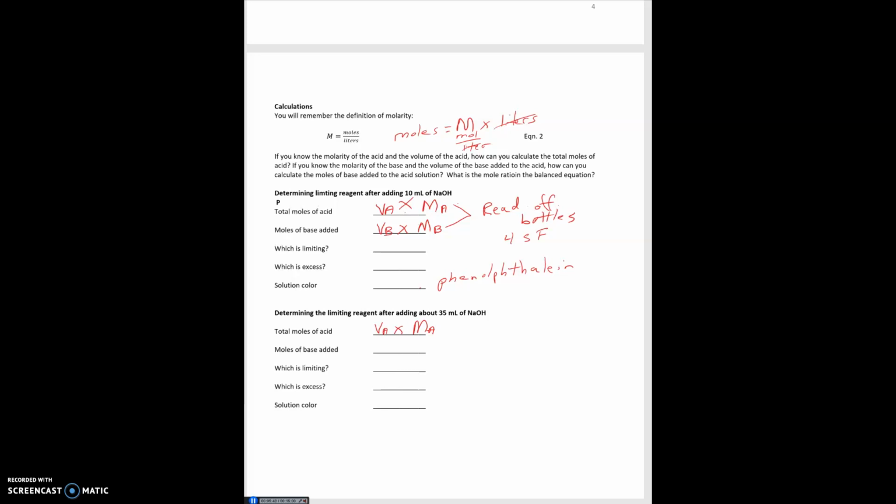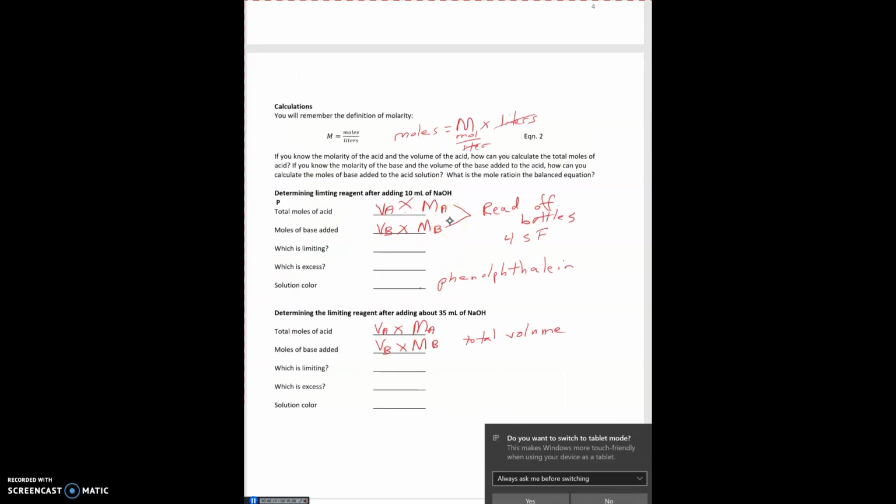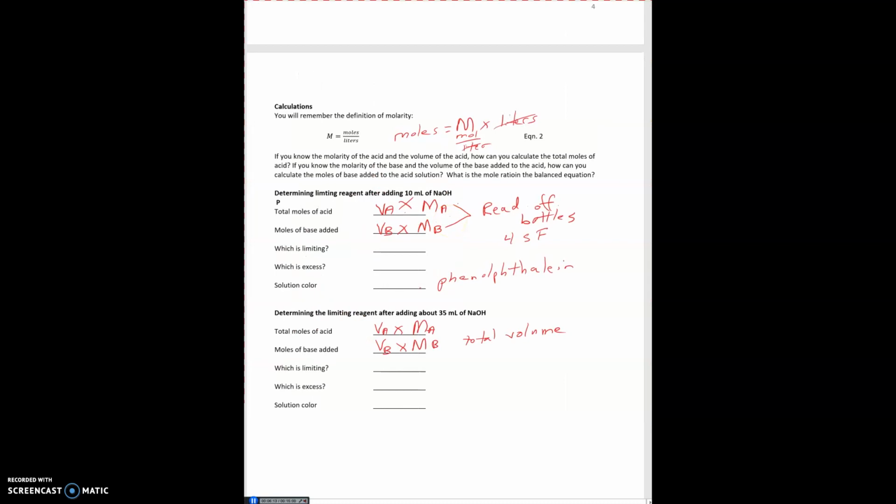But the moles of base is going to equal the molarity times the volume of the base now added, and that's the total volume of the base. And again, decide which one is limiting and which one is in excess, just like you did before.